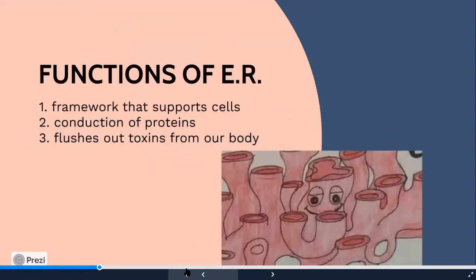It is a framework that surely supports the cell. It has conduction of proteins and it flushes out toxins from our body. So endoplasmic reticulum is really important and it supports the framework of the cell, because if you see any cell, you will see a lot of endoplasmic reticulum being connected to the nucleus. In absence of that, just imagine that if endoplasmic reticulum was not there, the cell would not have been looking like a cell, because there would be no support to the framework. So it's like the bones of the cell and we need it.